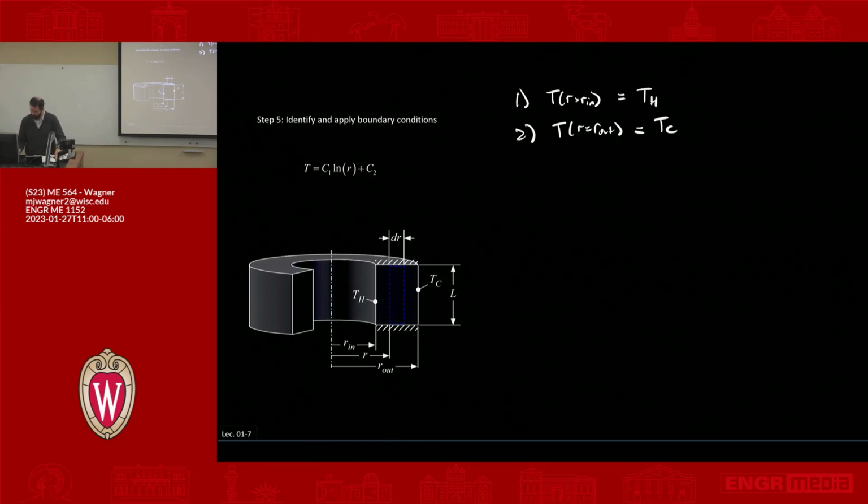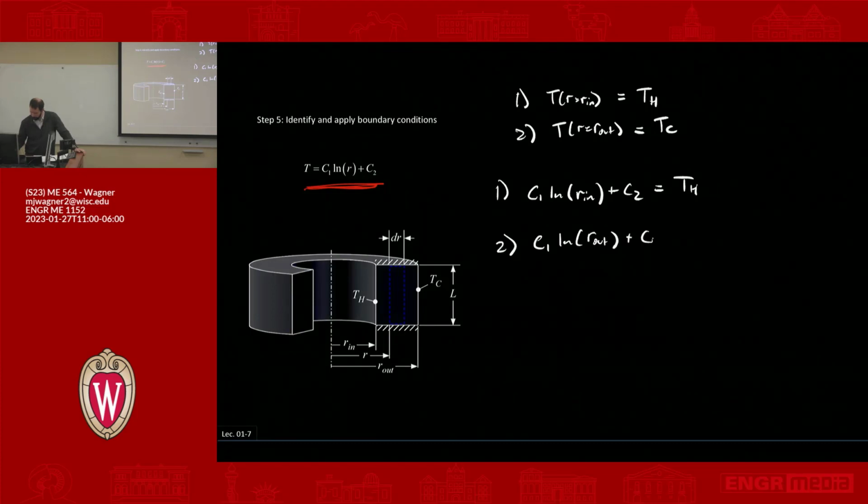Let's remember here that this is our general solution: T equals C1 ln of r plus C2. So for boundary condition 1, we need to evaluate the boundary condition at the correct r and set it equal to the correct temperature. So boundary condition 1 becomes C1 ln of Rn plus C2 is equal to TH. All right, the second boundary condition is C1 ln of R out plus C2 is equal to TC.